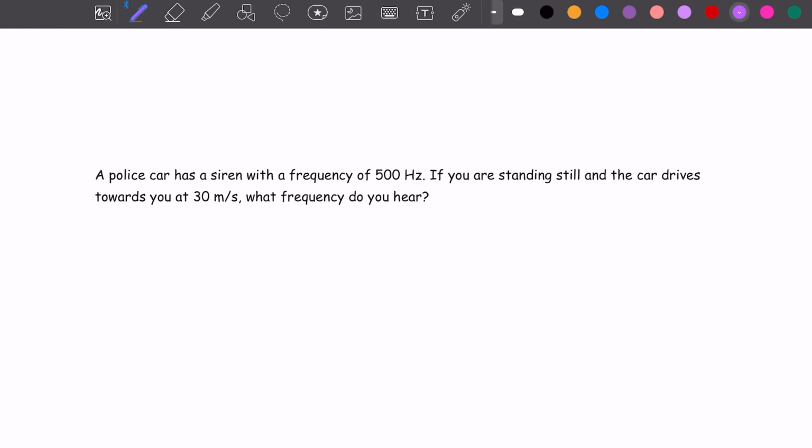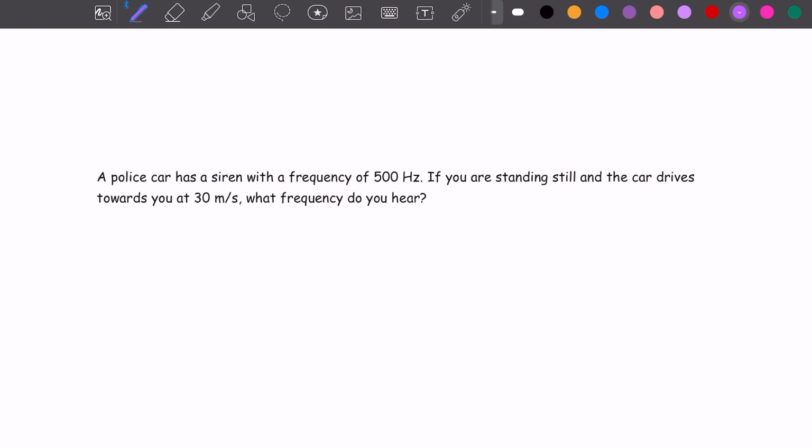Number 1. A police car has a siren with a frequency of 500 Hz. If you are standing still and the car drives towards you at 30 meters per second, what frequency do you hear? Let's rewrite the equation on the top.